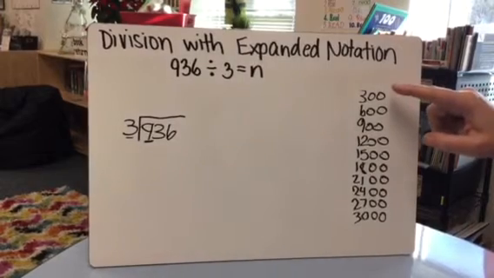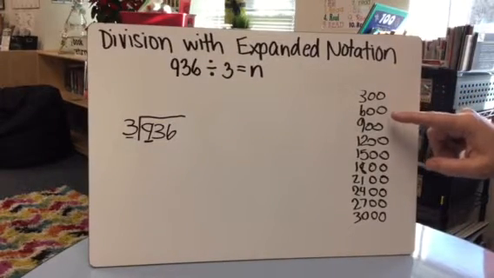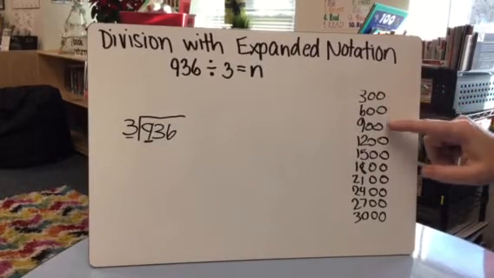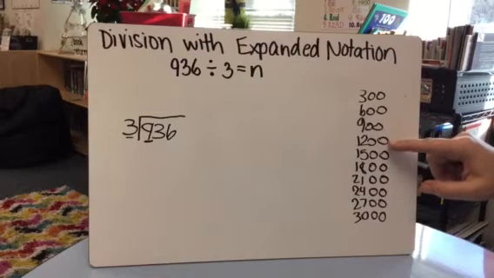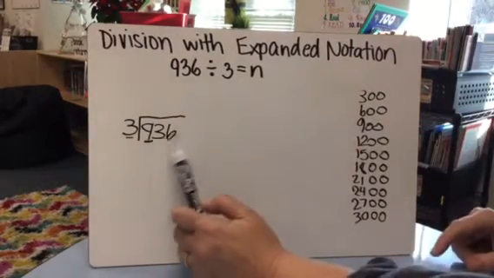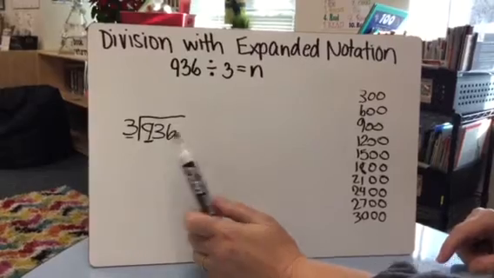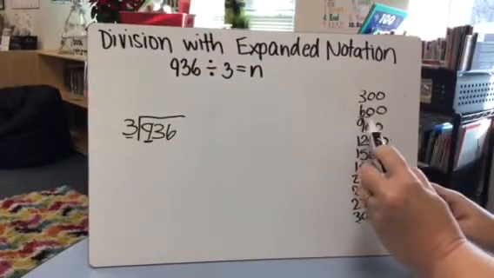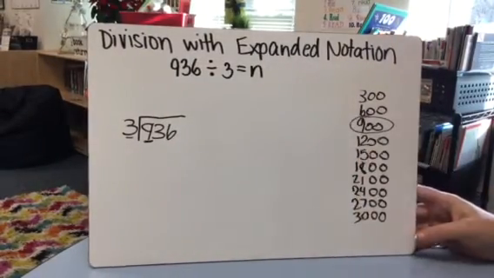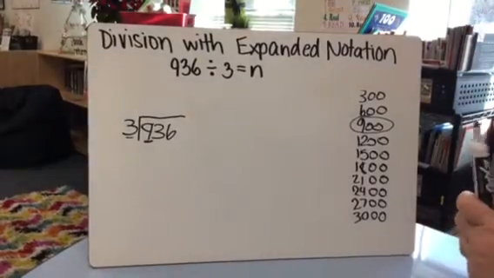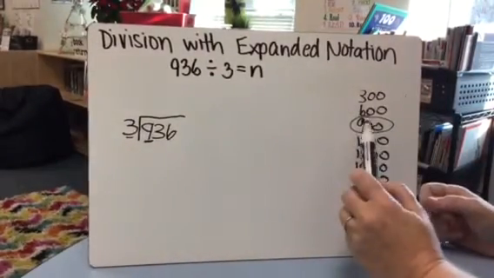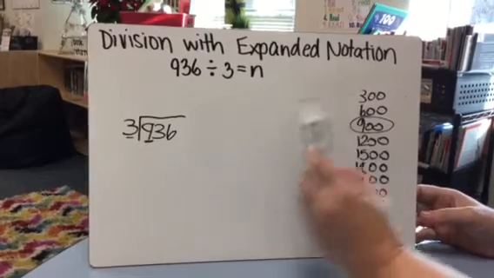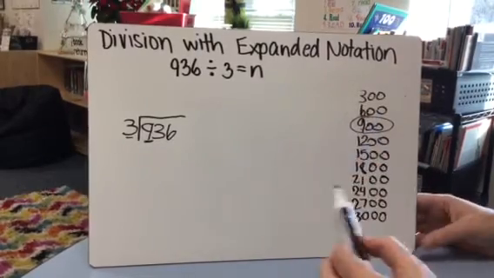So if I look at my list of multiples, I see that 300, 600, 900 is getting closer. 1,200 is bigger. I don't have 1,200 cookies to hand out. So I'm going to use 900. I can pass out 900 cookies the first round with my hundreds. Well, how many hundreds would I pass out? 100, 200, 300.